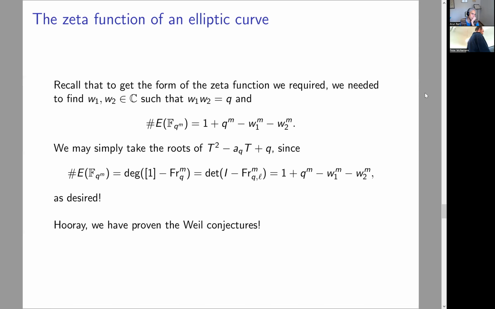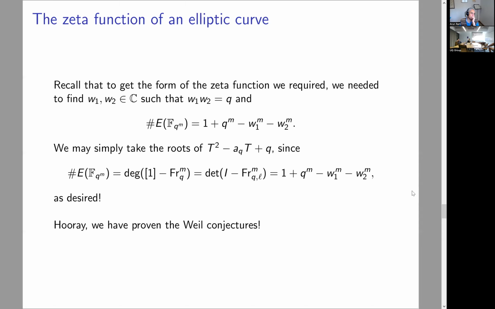Then, via an analogous calculation to way back at the beginning, we'll see it's exactly giving us the point count in the elliptic curve. If I look at the number of F_Q^m points, we said that's the same as the degree of 1 minus the mth iterate of Frobenius, which, by our earlier theorem, is the determinant of 1 minus the mth iterate of the induced matrix of the Frobenius. But this is just the characteristic polynomial of that mth iterate evaluated at 1, which is precisely 1 plus Q^m minus W1^m minus W2^m, as desired.